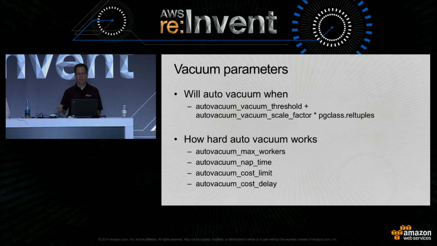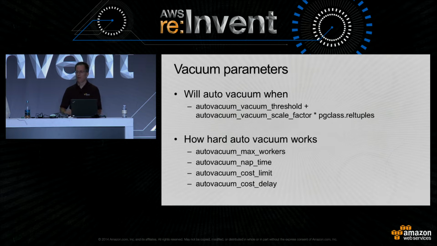It will basically kick in when you have the vacuum threshold plus the scale factor basically hit on a table. And it defaults to 20% out of the box. So the pg_class reltuples is essentially how many rows you have in your table. If more than 20% of them change, then it's going to vacuum your table. The vacuum threshold, I think, is set to 50, so unless you have a tiny table, it doesn't even really come into account.